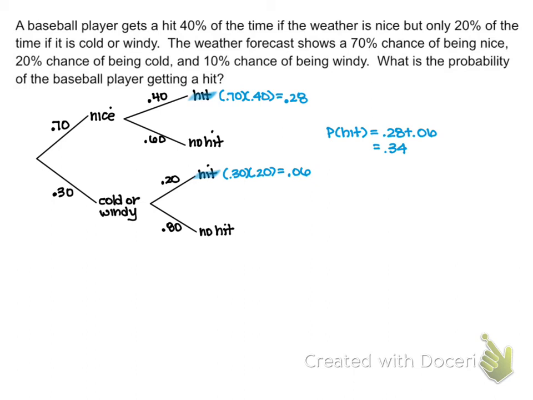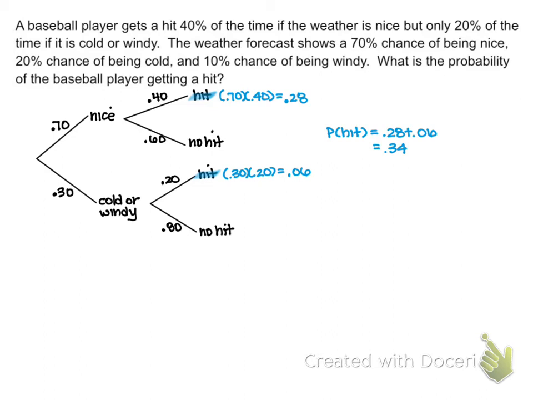Okay, so for this one, I wanted to make sure that I read and figured out which variable was dependent on the other. Really, like, if he gets a hit, then that's because it was nice outside. Or was it the weather that helped affect whether he got a hit or not, or the baseball player themselves. So I went through, set up a tree diagram for this one.